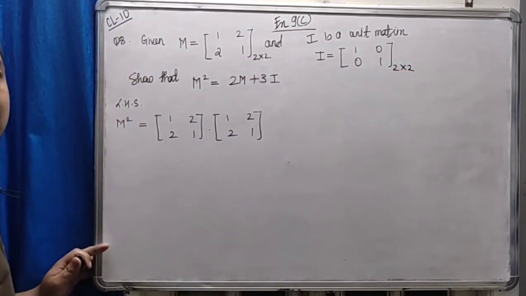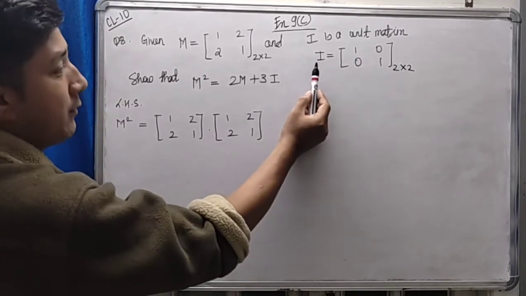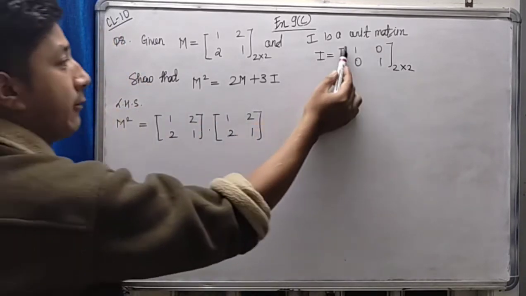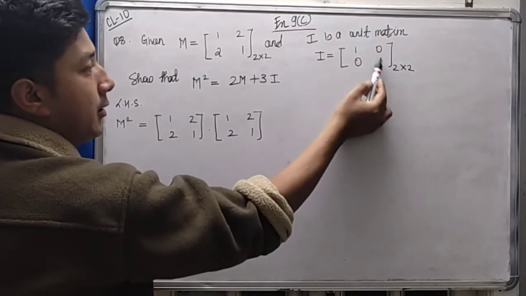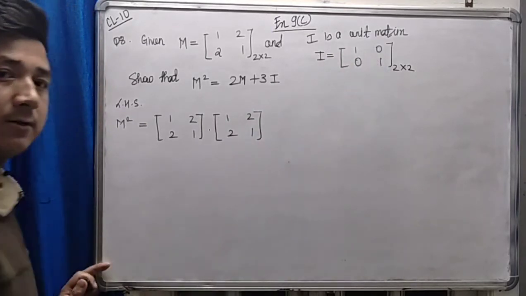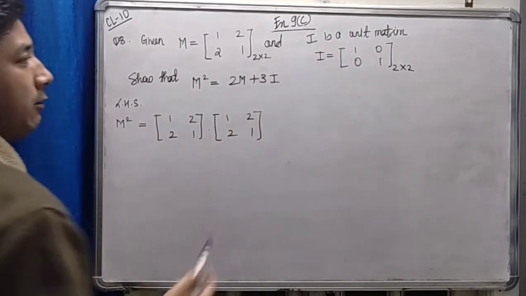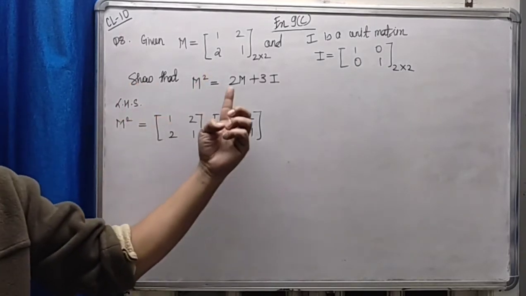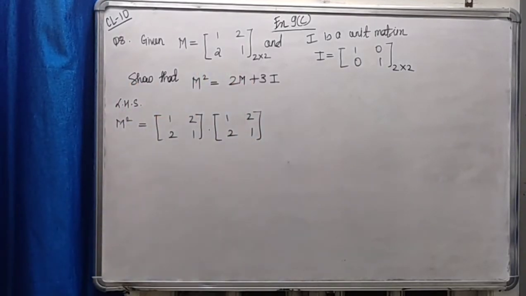By the way, a unit matrix means a kind of matrix which has elements 1, 0, 0, 1. The diagonal elements are going to be 1, the other elements are going to be 0. So this type of matrix is called a unit matrix. If M is this and I is a unit matrix, then you have to prove that M square equals 2M plus 3I. This is what we have to prove.